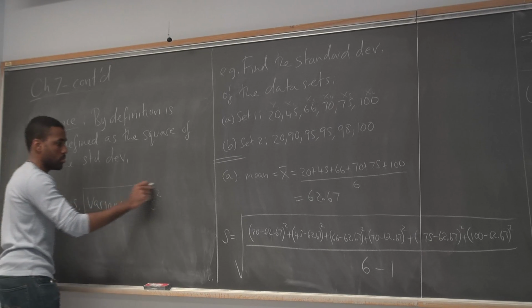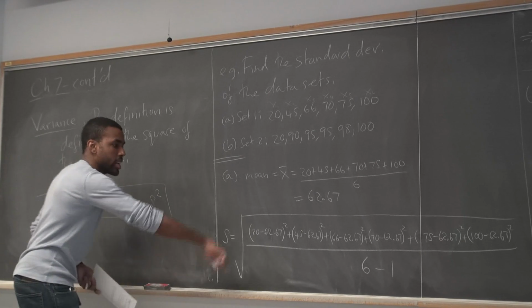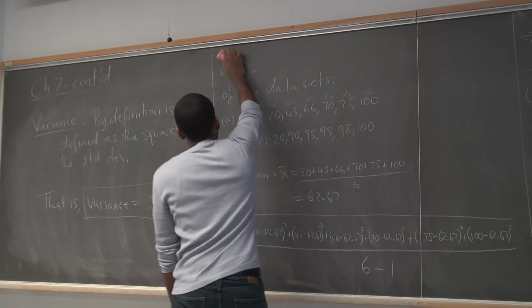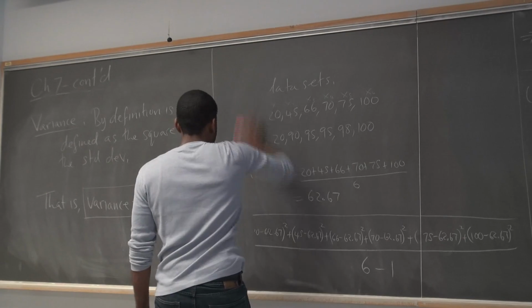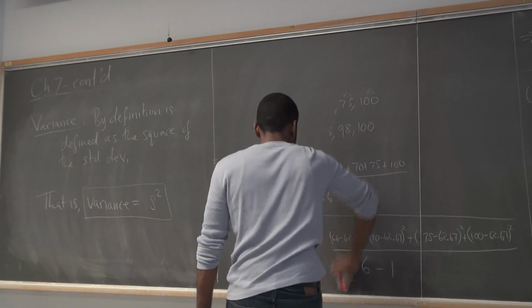That's something you need to know, just in case you're asked about it. It just means the square of the standard deviation. Basically, get rid of the square root because it's ugly. If you ever need the standard deviation, you just take the square root of the variance. It will give you the same thing.